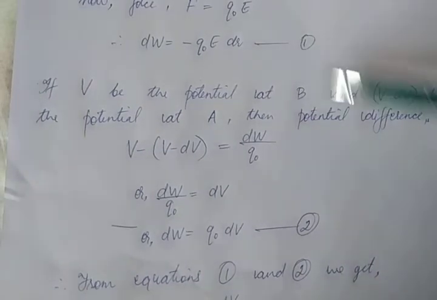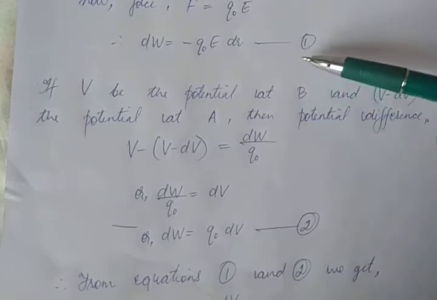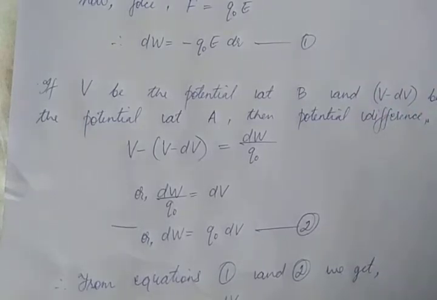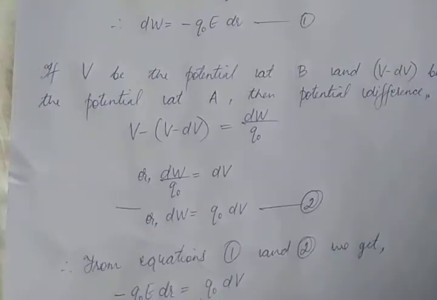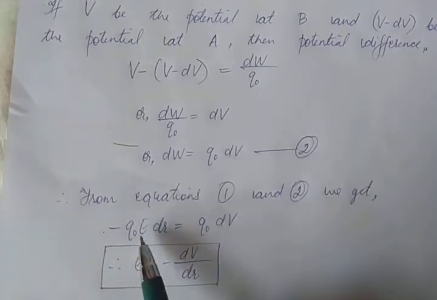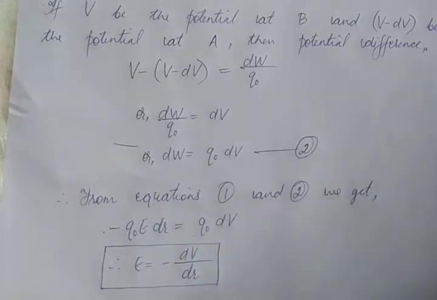From equations 1 and 2, you can see the left hand side is the same for both equations. So we equate these two equations, and what we get is minus Q naught E dr is equal to Q naught dV. The Q naught divides out, and thereby we get E is equal to minus dV by dr.